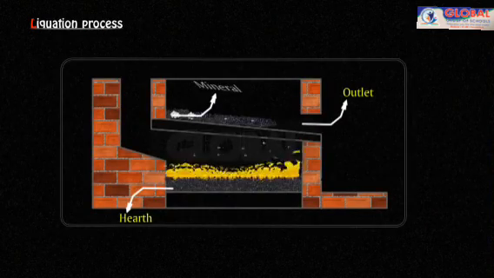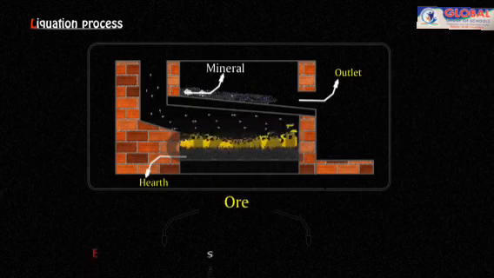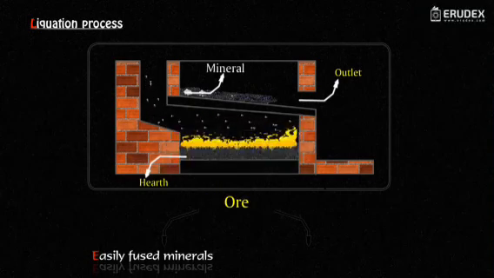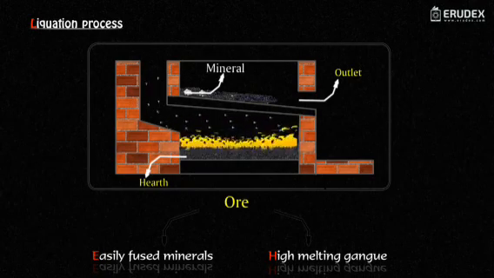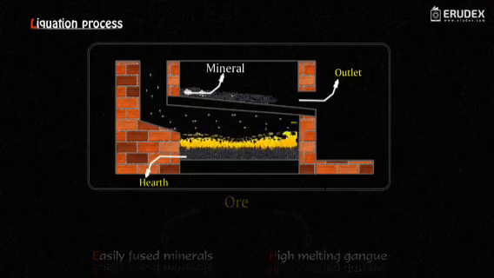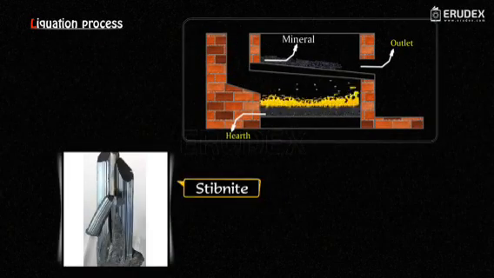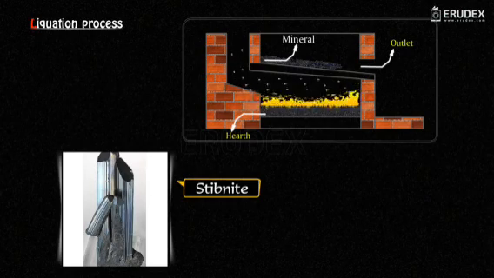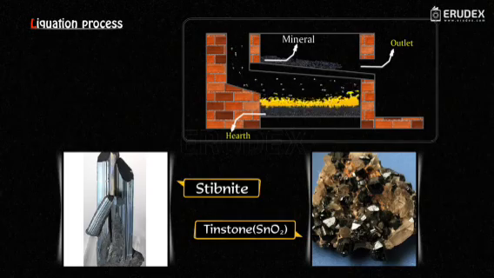Liquation process. This method is applied to the ores which are easily fusible with mineral particles and high-melting gangue. This method is useful for stibnite, a mineral of antimony, tinstone, a mineral of tin, etc.